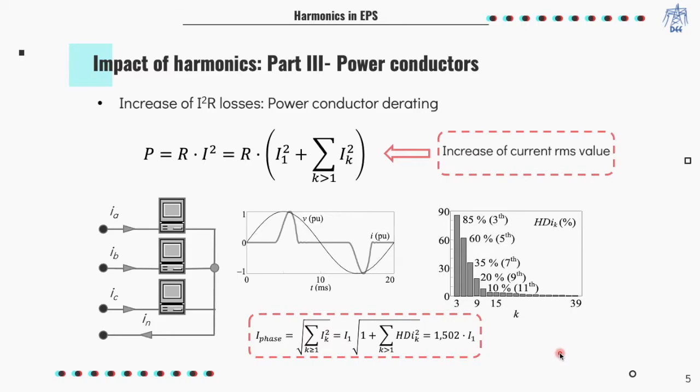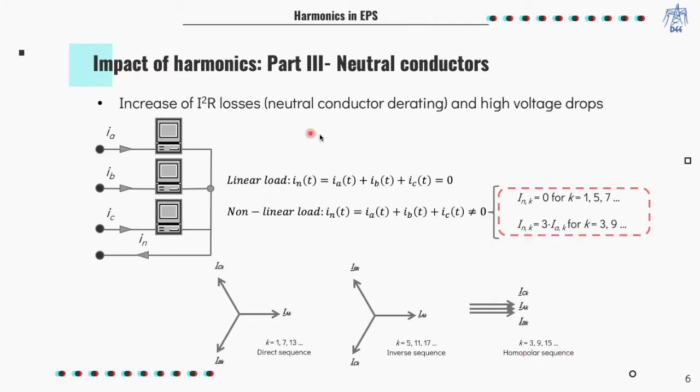The main effects on neutral conductors are the increase of the Joule losses, which cause the neutral conductor derating, and the presence of high voltage drops. Considering the current in direct, inverse, and homopolar sequence, the current flowing through the neutral conductor in a three-phase system with linear loads is equal to 0, because the sum of the fundamental currents in the neutral conductor is null.